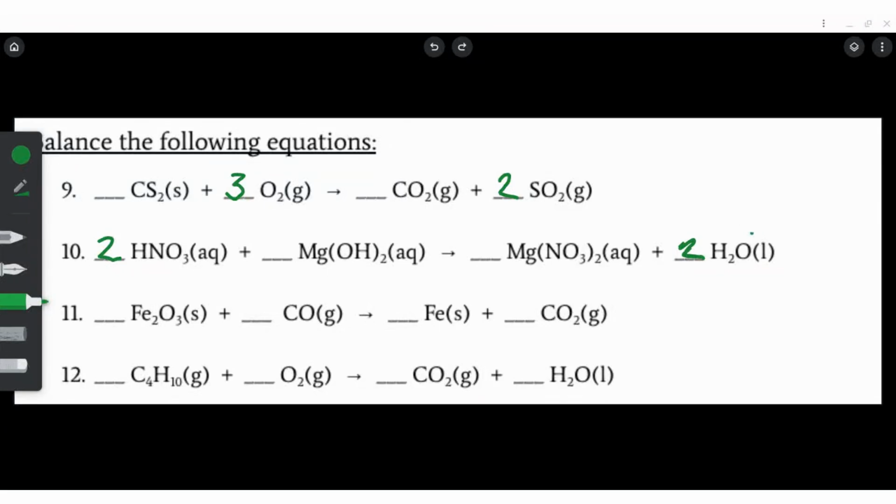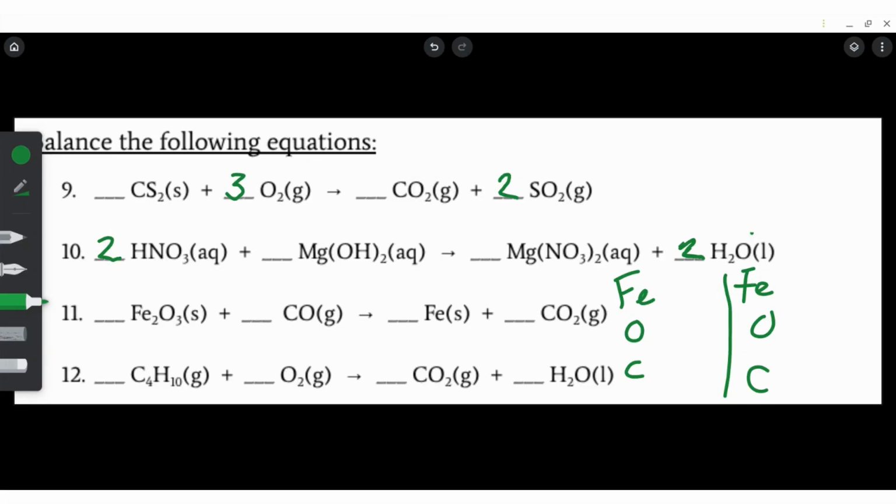All right, we're now going to continue on with numbers 11 and 12. For number 11, we have iron oxide reacting with carbon monoxide to form iron and CO2. We're going to start off by counting who we have on each side. So we've got iron, oxygen, and carbon on both sides.